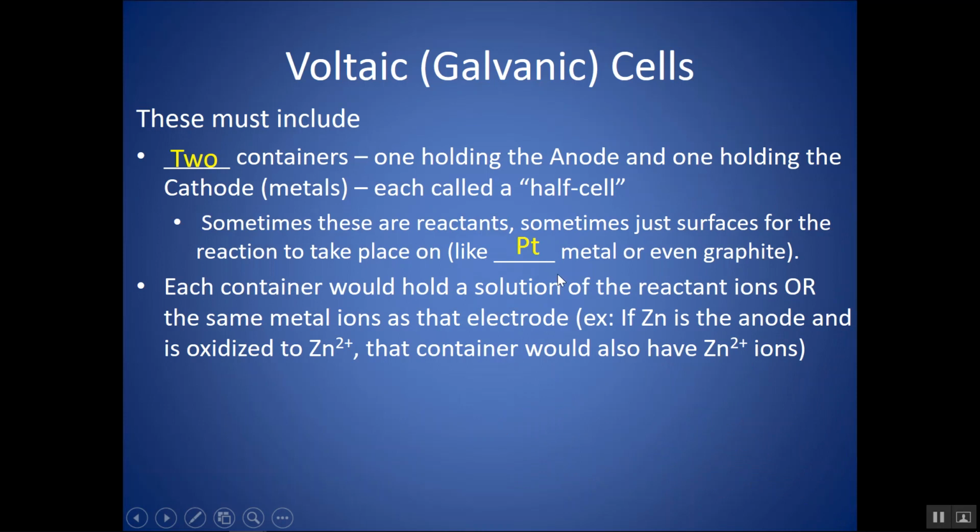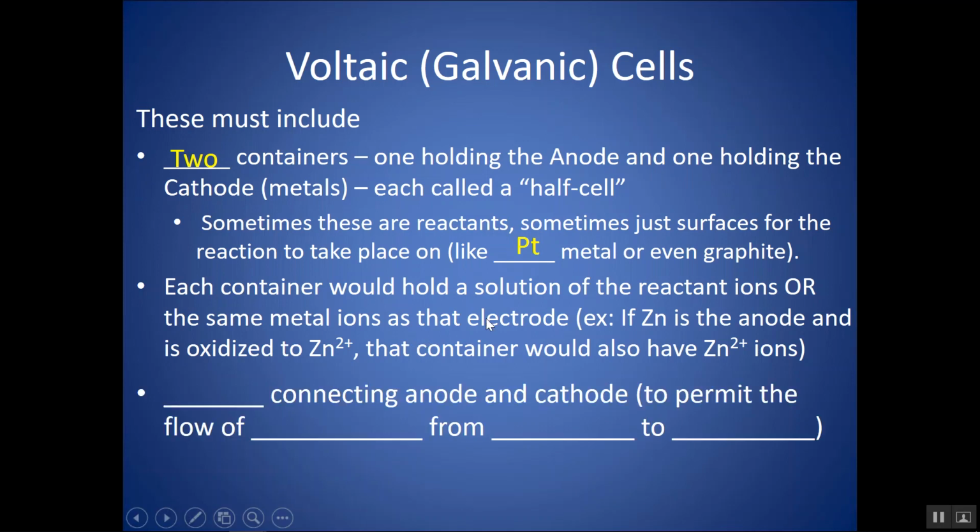Each container has to hold a solution that is needed for the reactant. So look at your half reactions. Typically if zinc is, let's say, your anode, you're going to end up having zinc ions in that solution that houses the metal. But look at your half reactions to see what is actually needed in those containers.